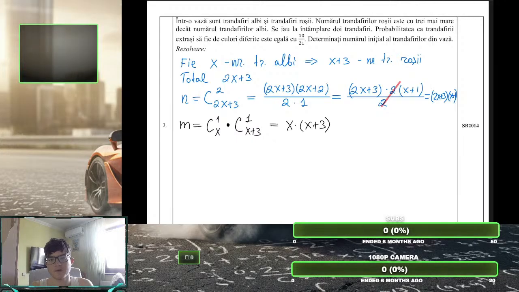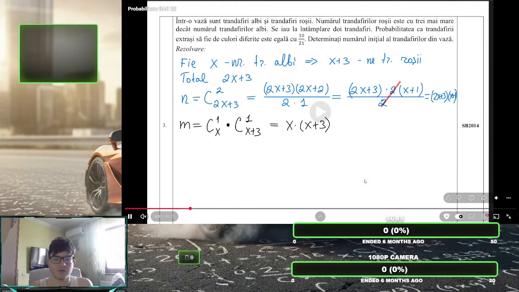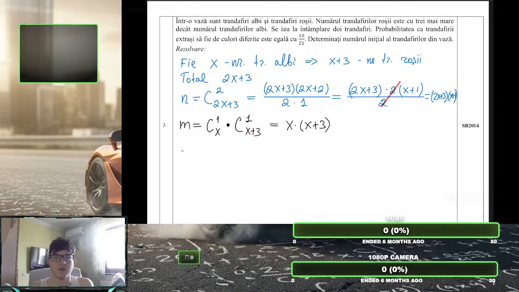So x times, in parentheses, x plus 3 divided by 2x plus 3 parentheses times x plus 1 in parentheses is going to be equal to 10 divided by 21. That's what it's going to be. M divided by n right there. That. So just crisscross it and find the value.